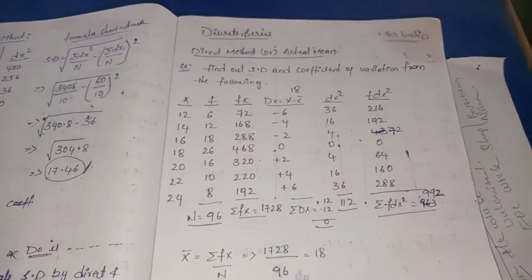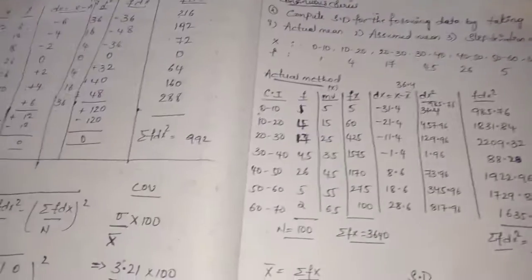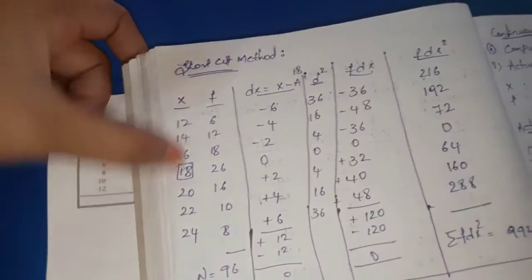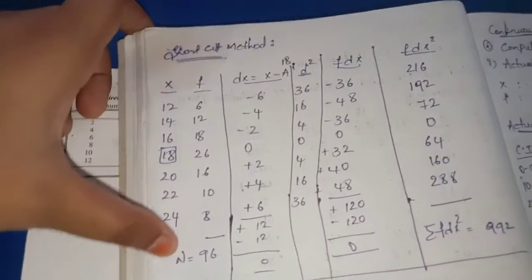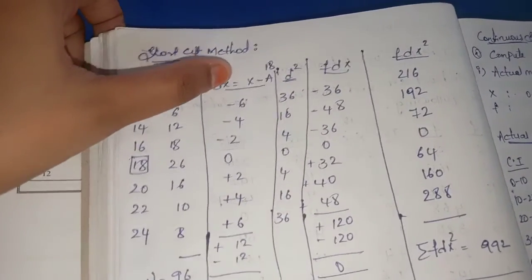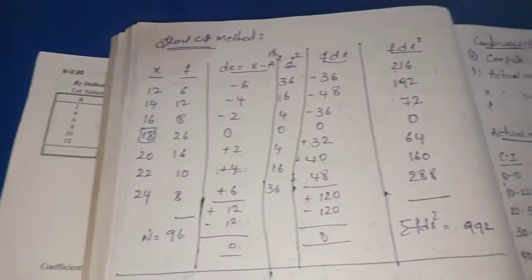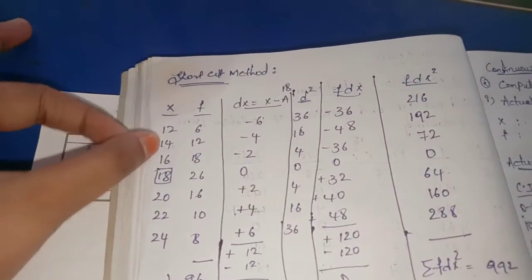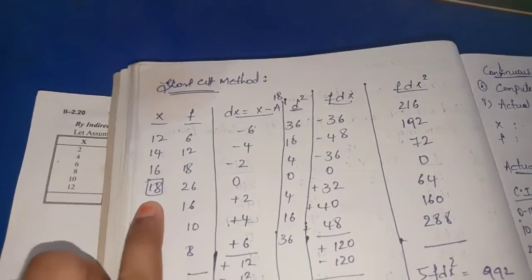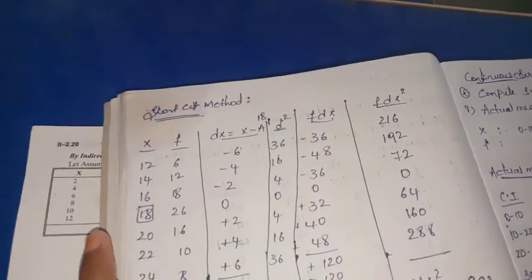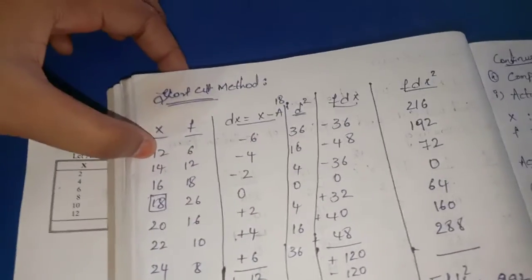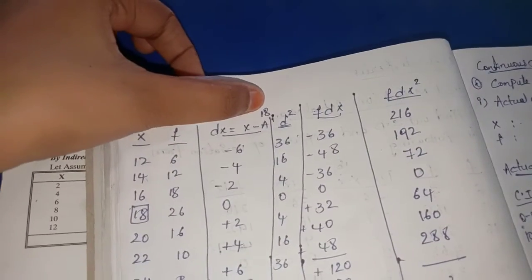So now let us move to the assumed mean method. Same, x values and f values will be given. We have to find out dx. In the assumed mean method, the arithmetic mean is not calculated. We have to take any one of the items as assumed mean. So here I have taken 18. So dx is x minus a. Here the x values minus a, where a is 18, the assumed mean.